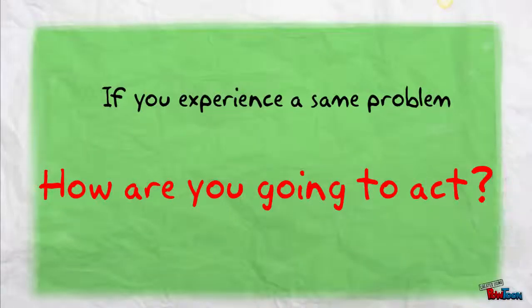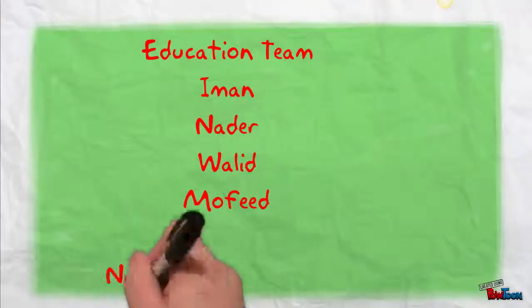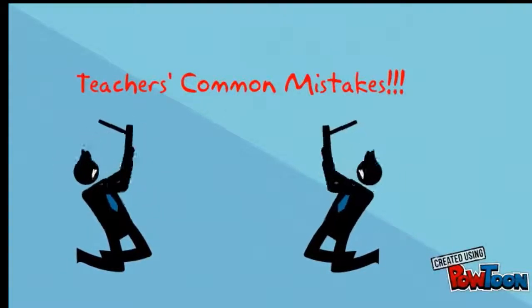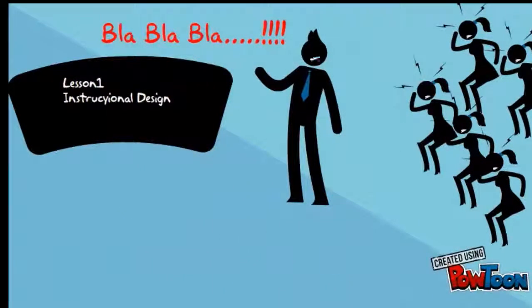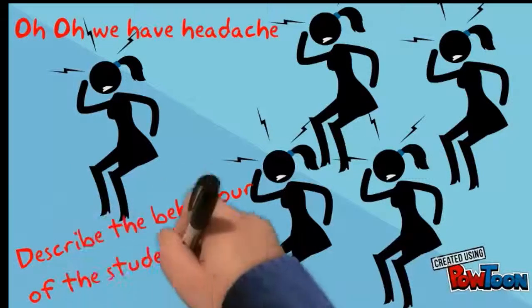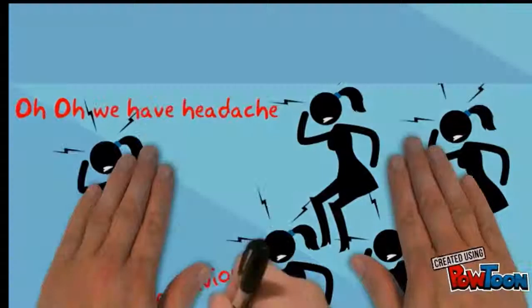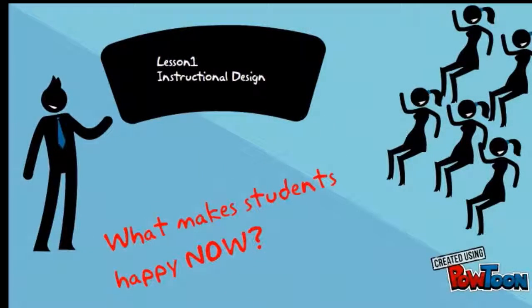If you experience the same problem, how are you going to act? Students make mistakes, but teachers make a lot of mistakes too. Students here have a terrible headache. They cannot understand their teacher. Describe the behavior of the teacher. Students are terribly upset here. They cannot understand anything. Describe the behavior of the students. Why are students disappointed? Students are much more comfortable here. They are more relaxed and more comfortable. What makes students happy now?